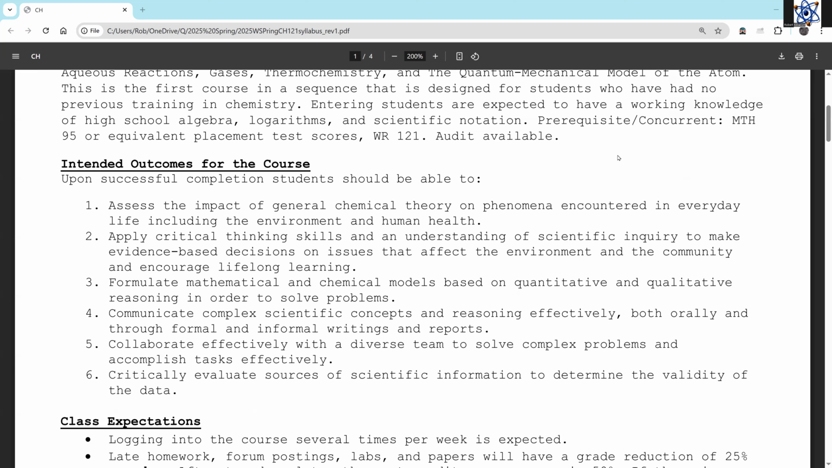The next one is communicate complex scientific concepts and reasoning effectively, both orally and through formal and informal writings and reports. So what this is about is being able to generate some kind of information in a way that people can understand it. And when you don't do this, we waste a lot of time. So when you finish a lab report, I should be able to take your lab report and duplicate exactly what you did and get the exact same result that you did.